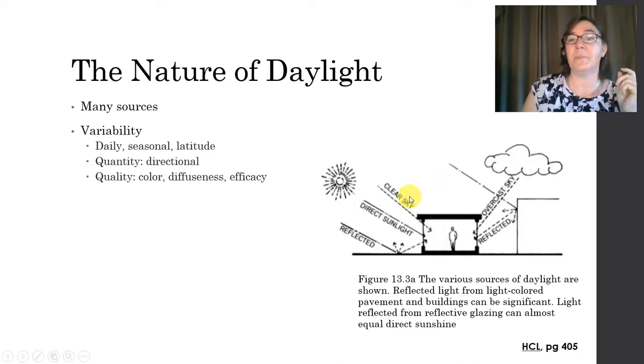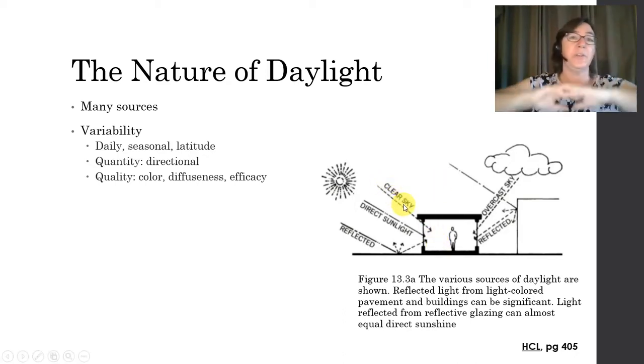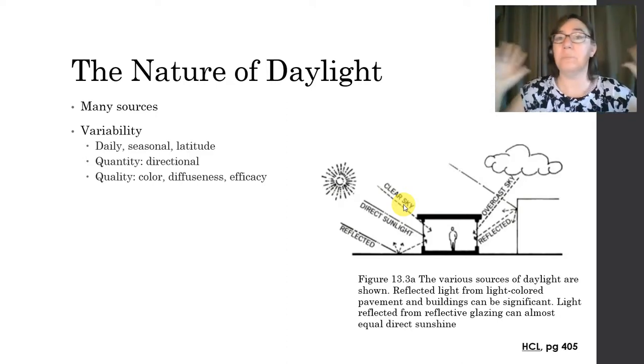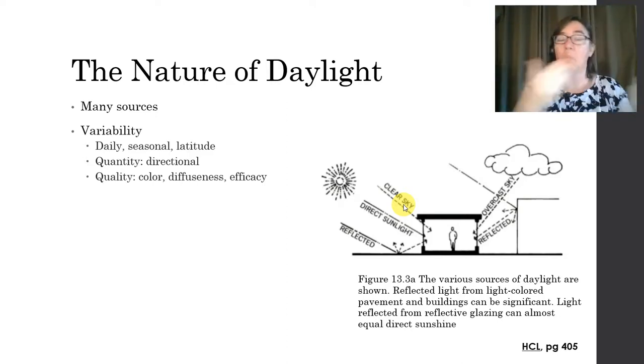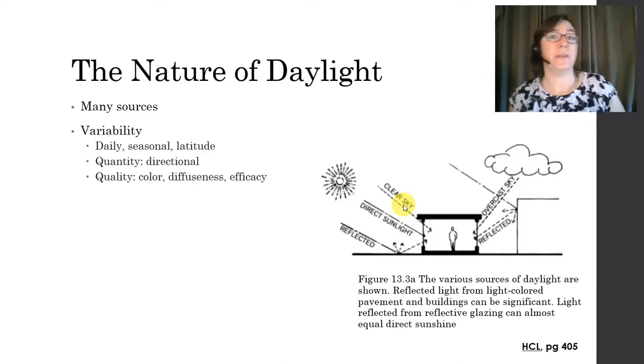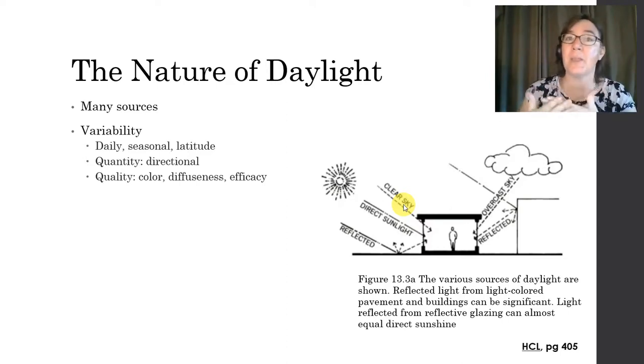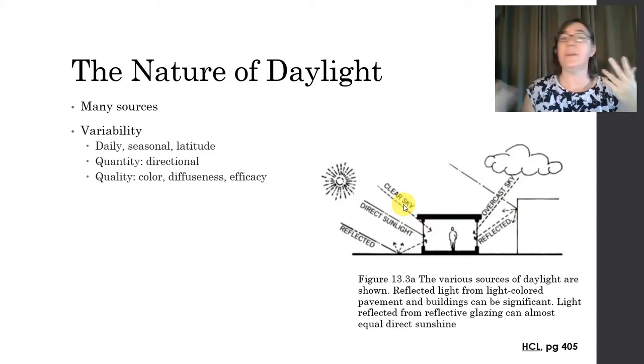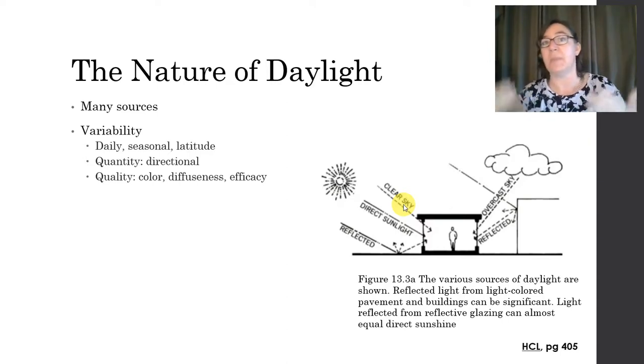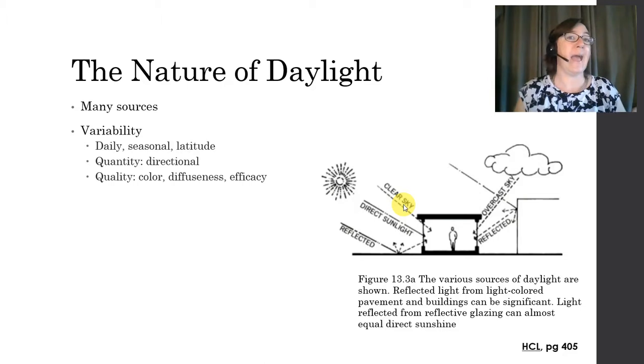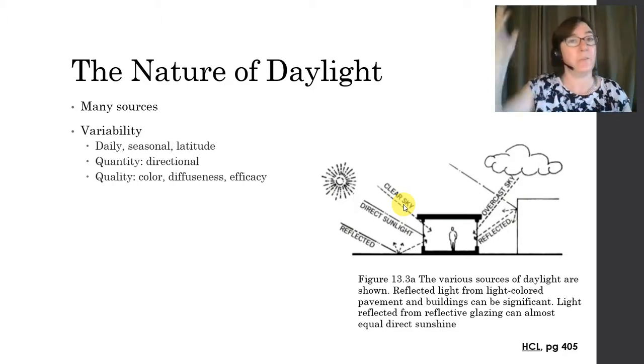The next one is from clear sky. So just a bright, clear blue sky will add a lot of light to your space. And you'll see this especially in rooms with north-facing windows that will never get direct sunbeams into them, but still can have a whole lot of light just from the clear sky.